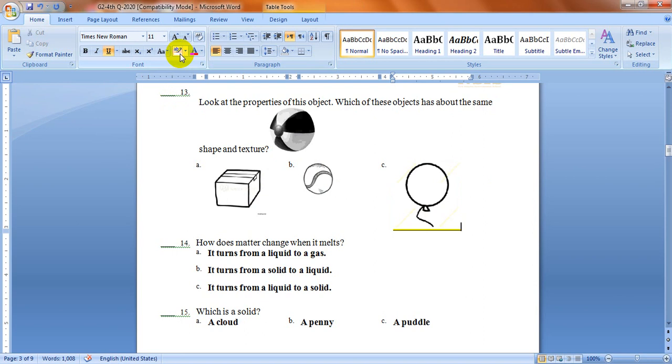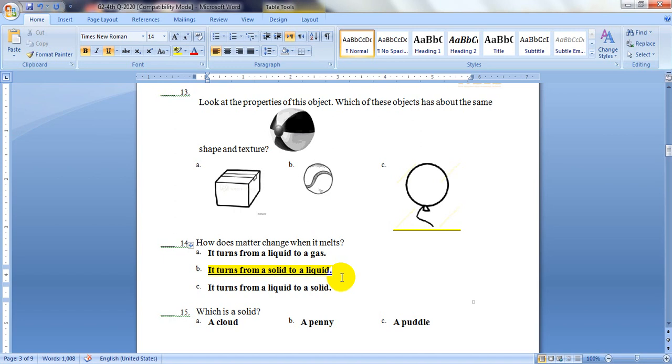14. How does matter change when it melts? It turns from a liquid to a gas. It turns from a solid to a liquid. It turns from a liquid to a solid. Melting means the change from being a solid to a liquid, like an ice cream or an ice cube. When you get it out of the freezer, what will happen? It will melt. It will change to be a liquid. Why? Because it gets heat.